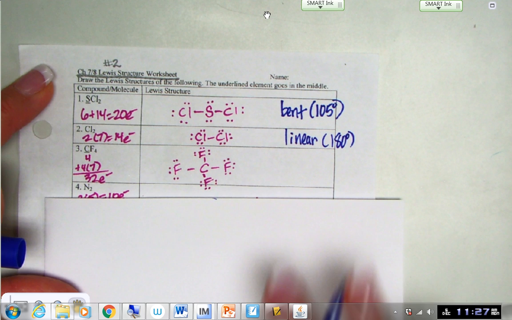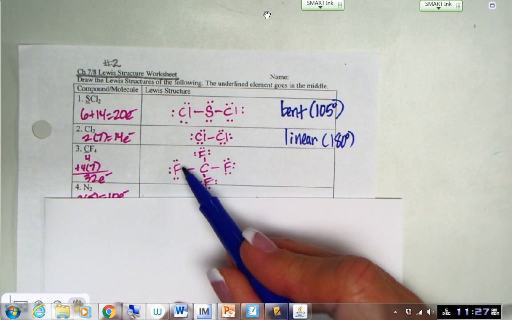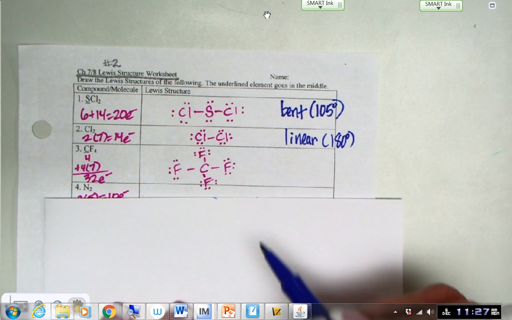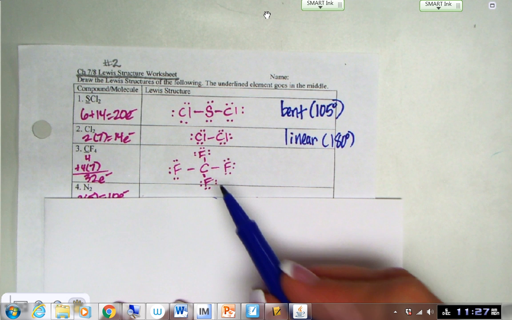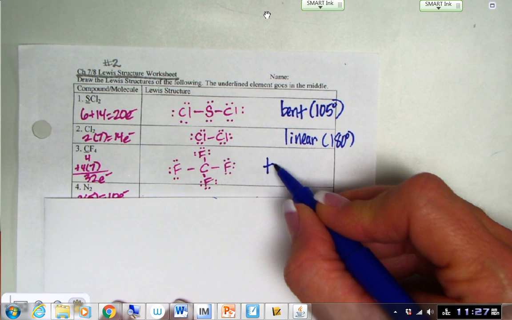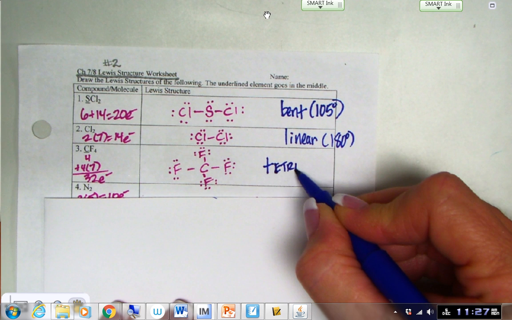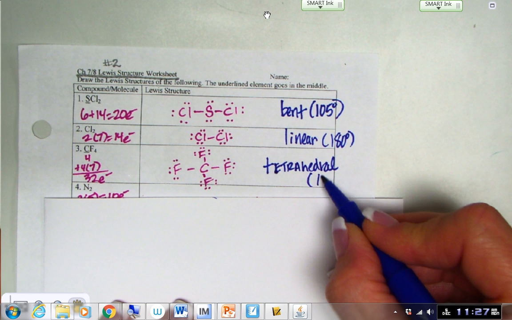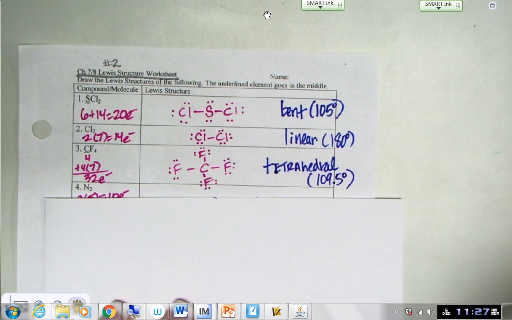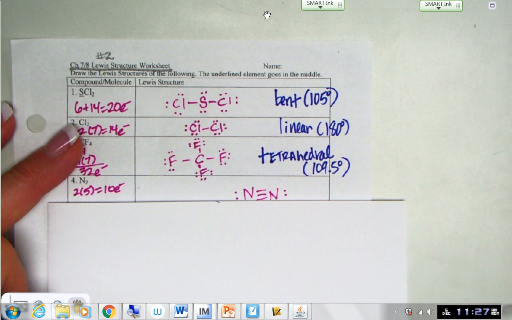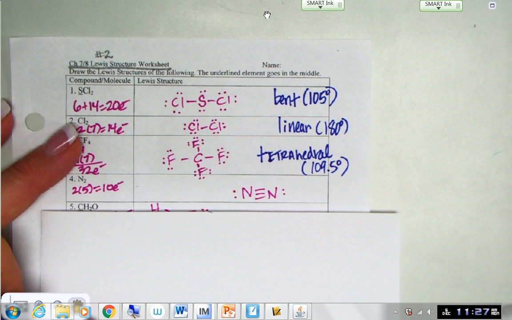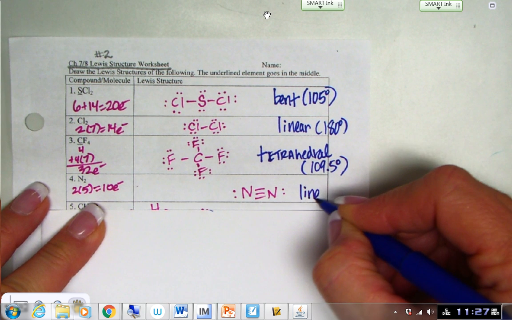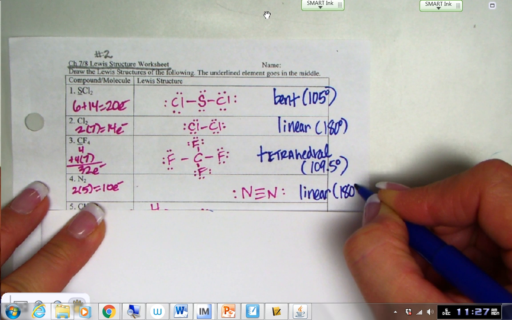All right. Number 3, if you look at the carbon, there are 4 fluorines attached. So the only VSEPR shape we have to know at this level of chemistry is tetrahedral for the 4 atoms attached. Remember, the tetrahedral shape is going to be 109.5 degrees for the bond angle all around that central atom. On the next one, you have diatomic nitrogen. Again, just like number 2, where you had diatomic chlorine, it's linear. There is no central atom here, so it's got to be linear.